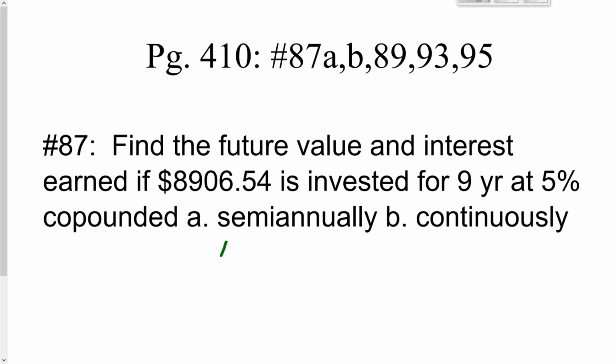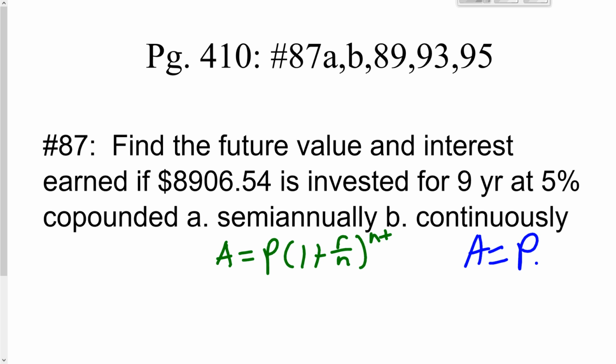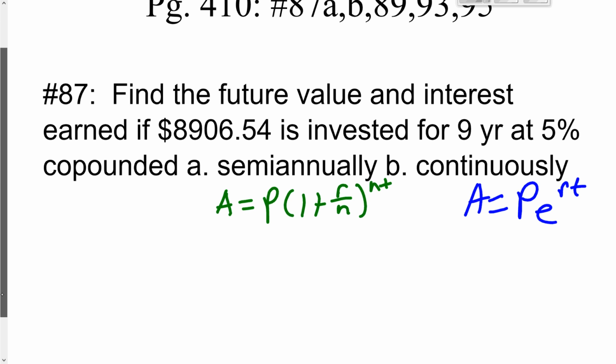So semi-annually, that would be A equals P times (1 plus R, the rate, which is 0.05 over N, which is semi-annually, so that's 2), raised to N times 9, our years. This one over here is going to be A equals P, our principal, times e raised to our rate, which is 0.05, times our time, which is in years, which is 9.